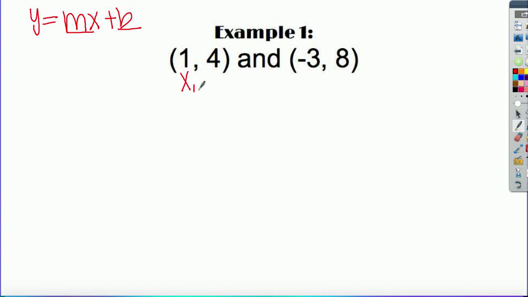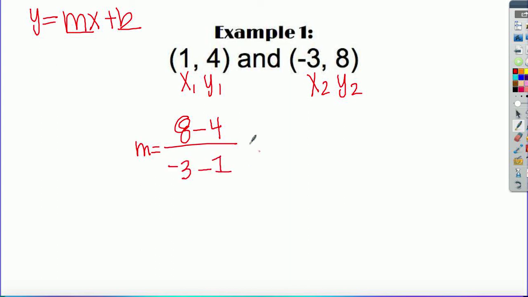We know we've got x1, y1, x2, y2. And we need to find the slope. We know it comes from y2 minus y1. So on top, I would have 8 minus 4. On bottom, we've got x2 minus x1. So we've got negative 3 minus 1.